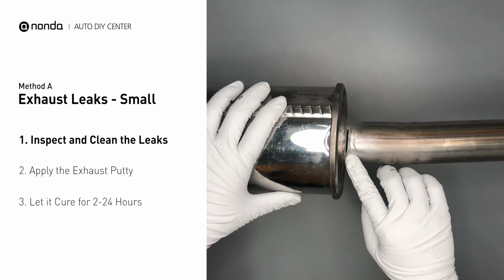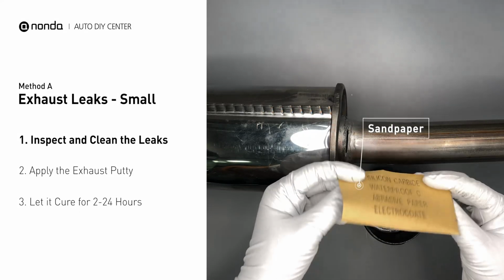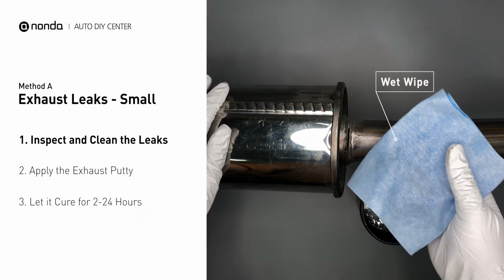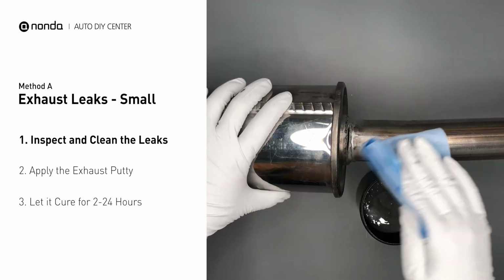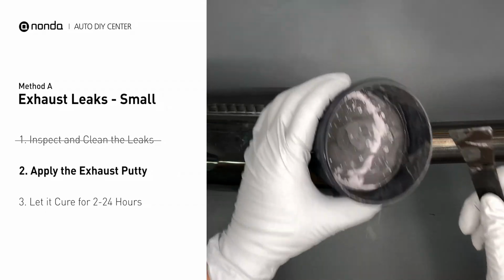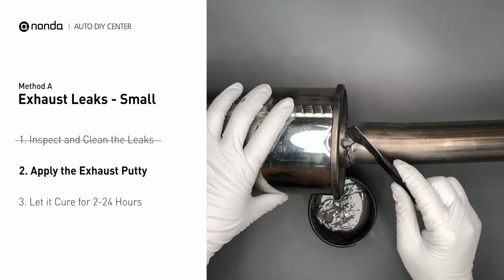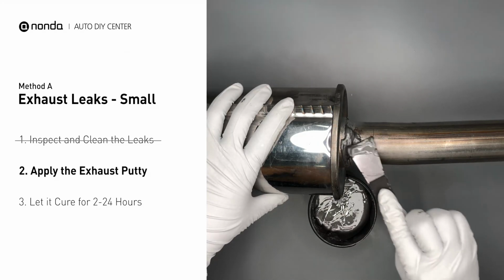If you have a small leak around the corner, get some exhaust putty to seal it up. First, get sandpaper and a wet wipe to clean the leaking area for better application. Stir the paste well to activate it. Apply and press the paste to seal the leaking area.